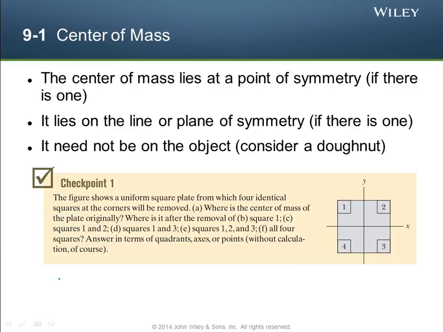You can take a look at this checkpoint here, pause the video, try to answer these questions real quick, and then move on.